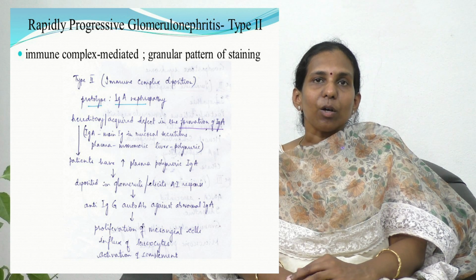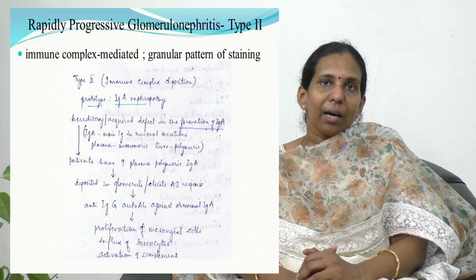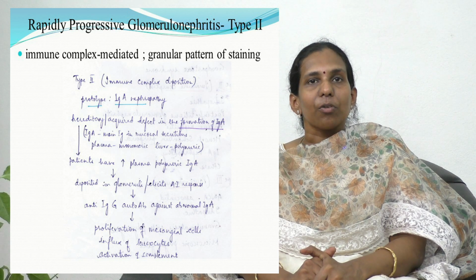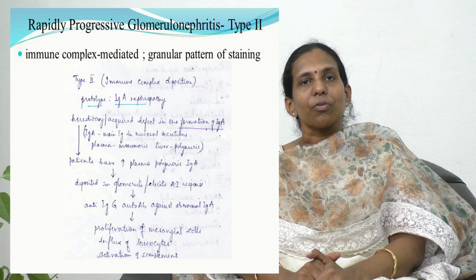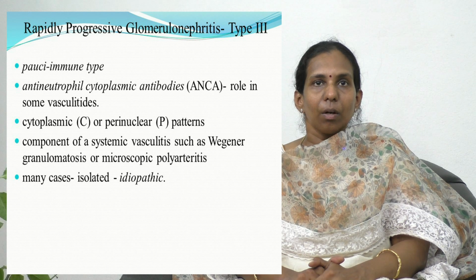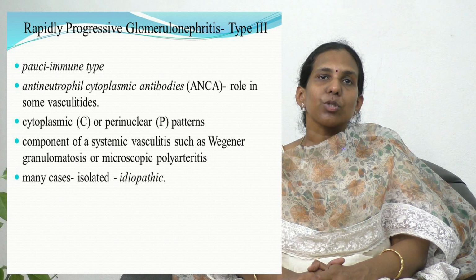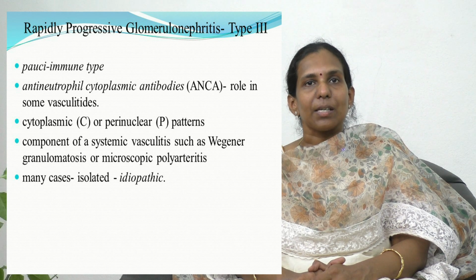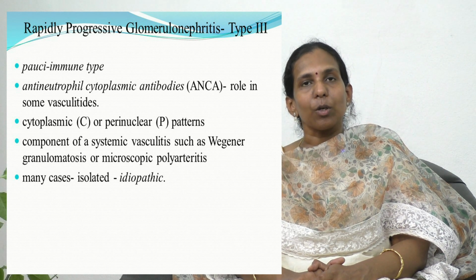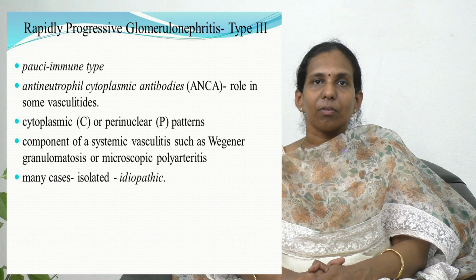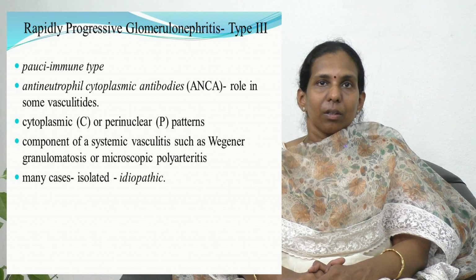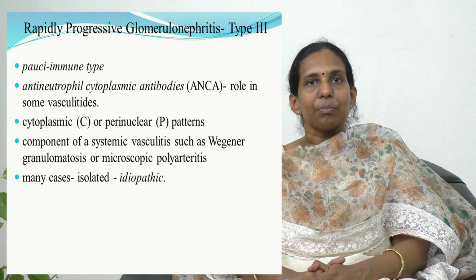Immune complex mediated, or type 2, is where you have antigen-antibody formation and deposition of the immune complexes. In pauci-immune, there is no deposition of the immune complexes. It is usually ANCA positive, anti-neutrophil cytoplasmic antibody. It can be cytoplasmic or perinuclear. This is the flow chart of the type 3 type.